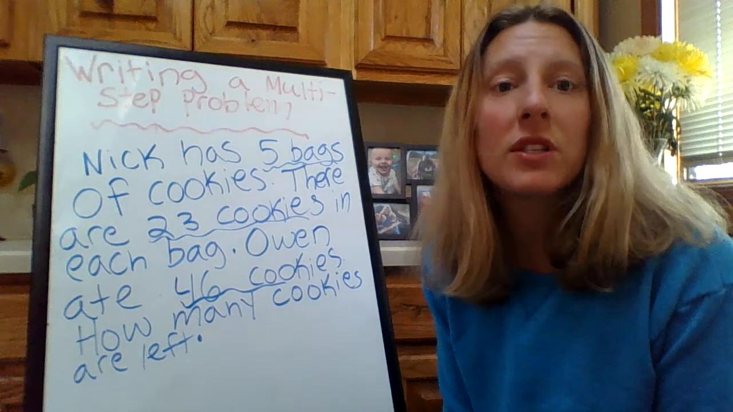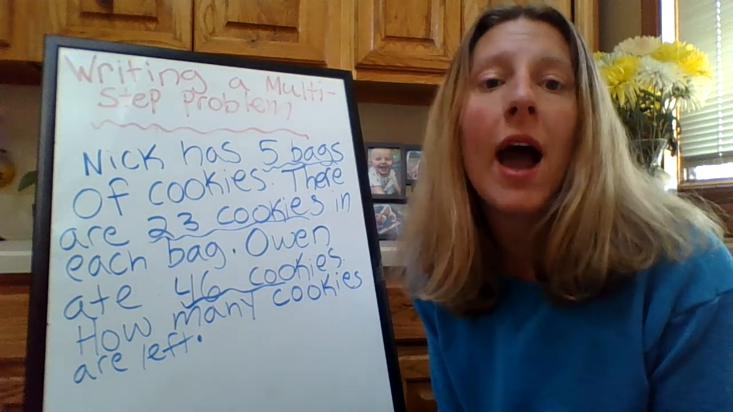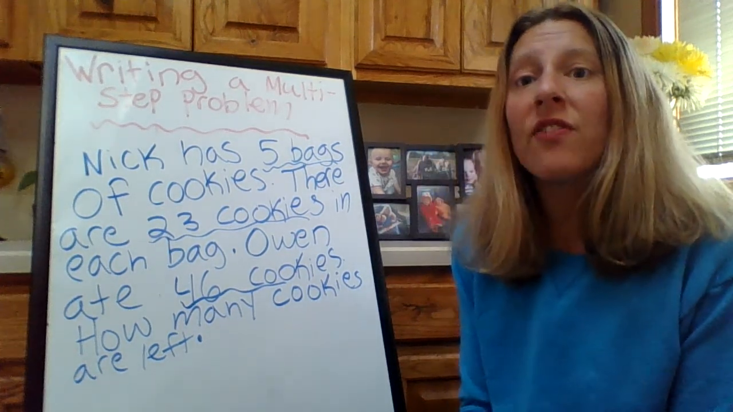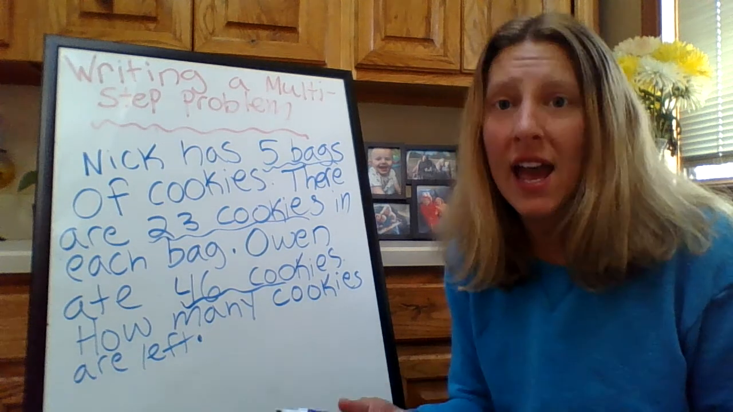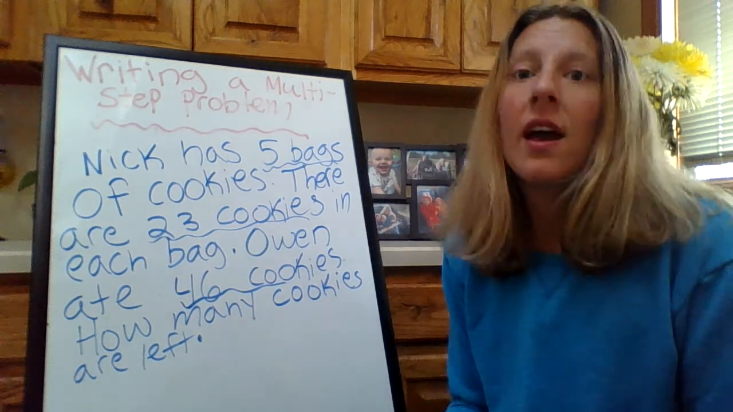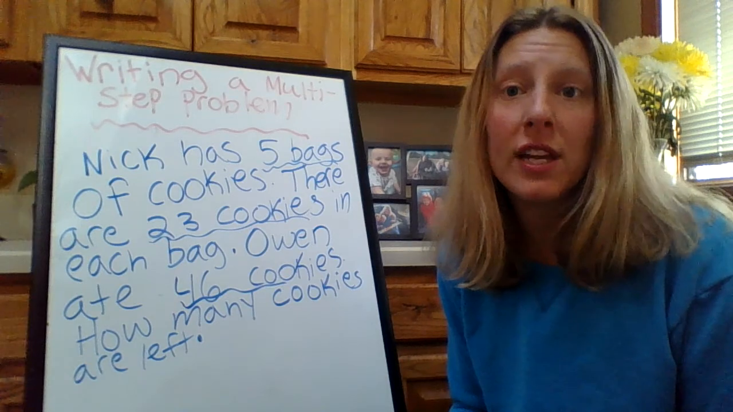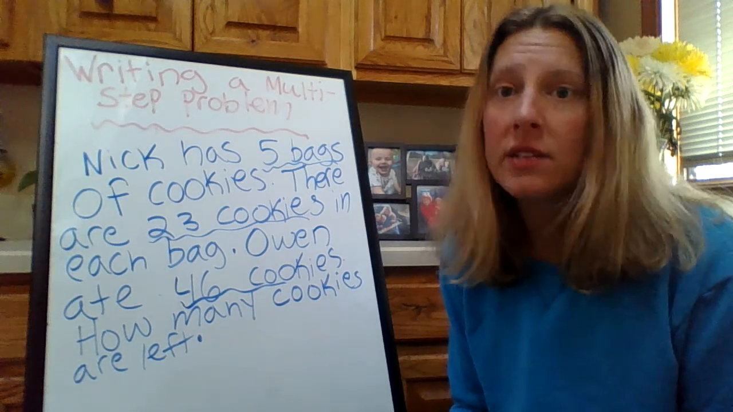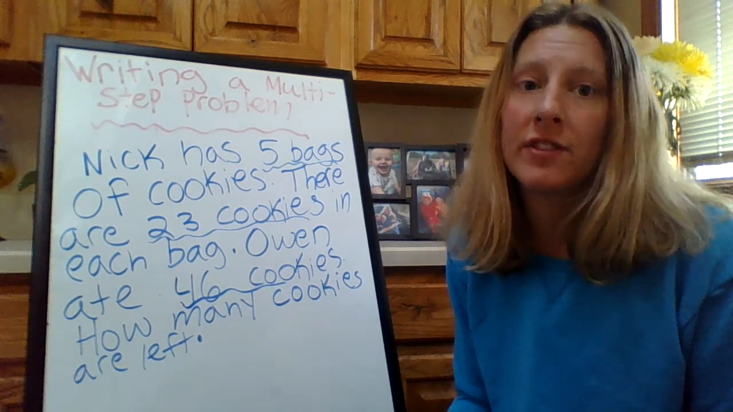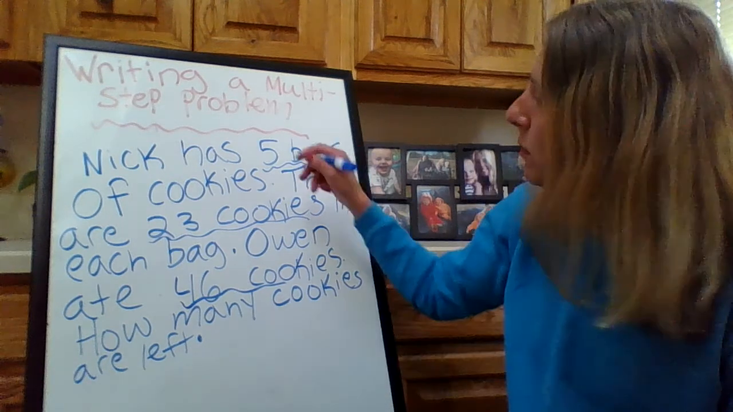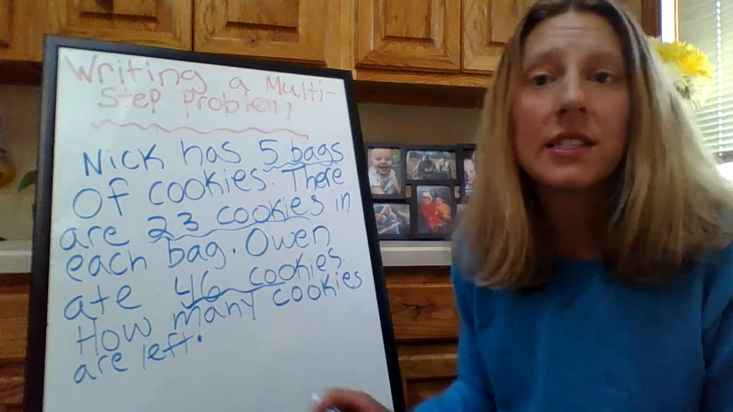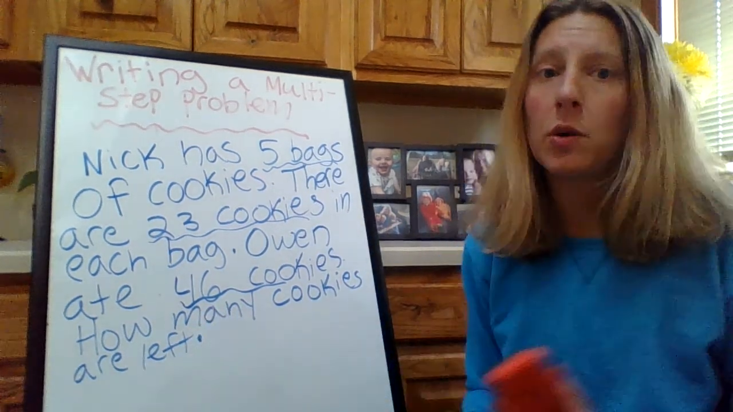So this is multi-step, because in order to find out how many cookies are left, I need to find out how many cookies Nick had to begin with. And then we can subtract how many cookies Owen ate from that amount to find out how many he has left. So let's keep these numbers in our head. I'm going to erase this only so we can use the board to show our work.